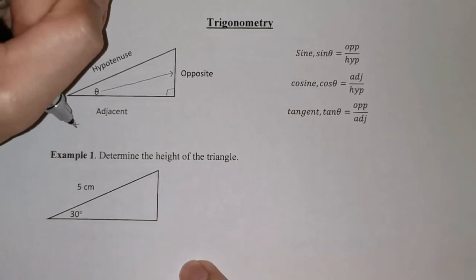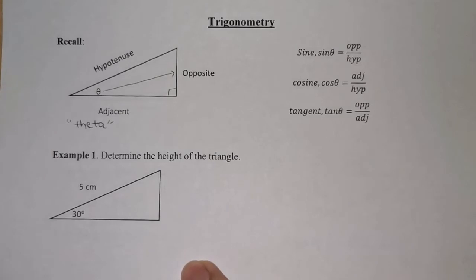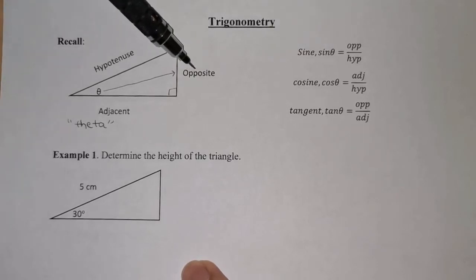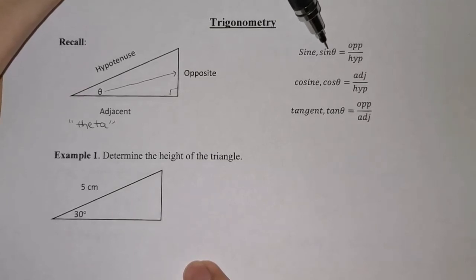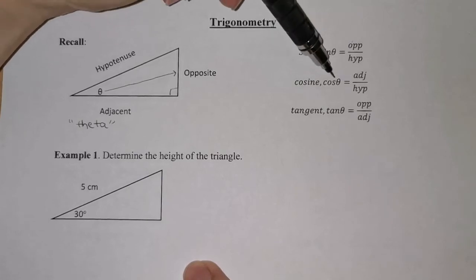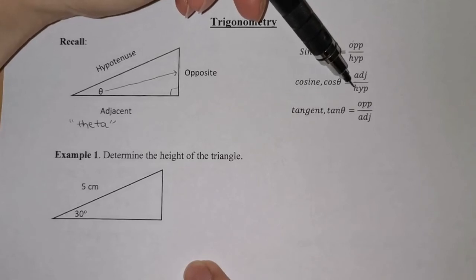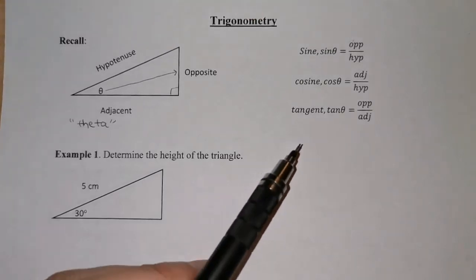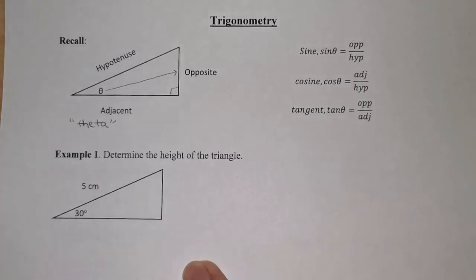And the way you say it is like theta. With that, I would just want to bring to your attention again, opposite divided by hypotenuse is sine. So sine of any angle theta is your opposite side divided by your hypotenuse. The cosine or cos theta of any angle theta is your adjacent side divided by your hypotenuse side. And the tangent is your opposite divided by your adjacent side.